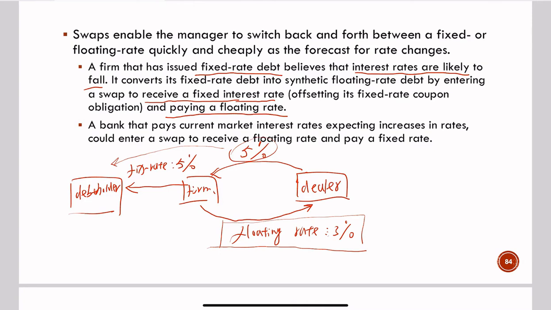Now let's look at the second case. So in the second case, let's say we have a bank. And this bank is paying money to some depositors. And let's assume in this case, the bank is paying market rate.